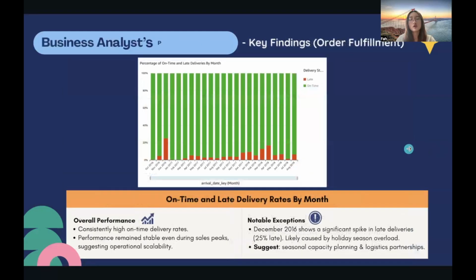And moving on to the order fulfillment performance, we can see that we have consistently maintained a high on-time delivery rate, as you can see in the green bars. It reflects a strong and reliable logistic process.